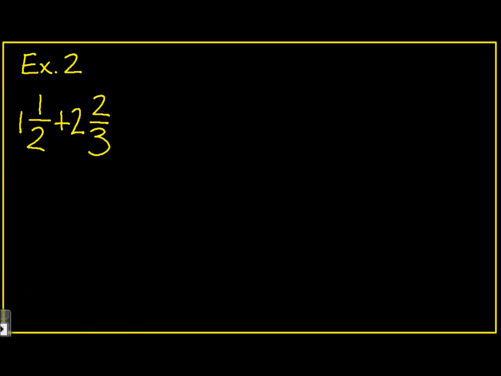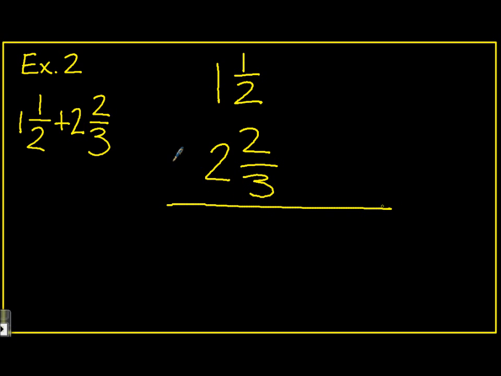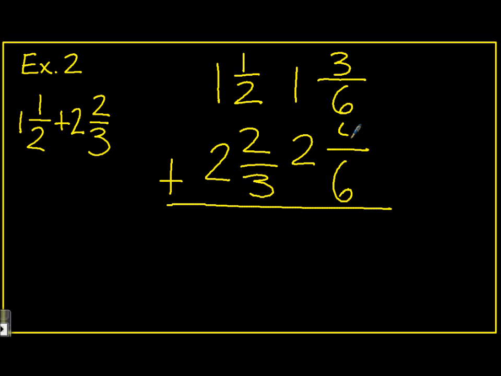Example number 2. 1 and 1/2 plus 2 and 2/3. Again, the first thing we want to do is rewrite our mixed numbers vertically. Next, we want to come up with the common denominator of both 2 and 3. Once again, it happens to be 6. 2 goes into 6 3 times. 3 times 1 is 3. 3 goes into 6 2 times. 2 times 2 is 4.